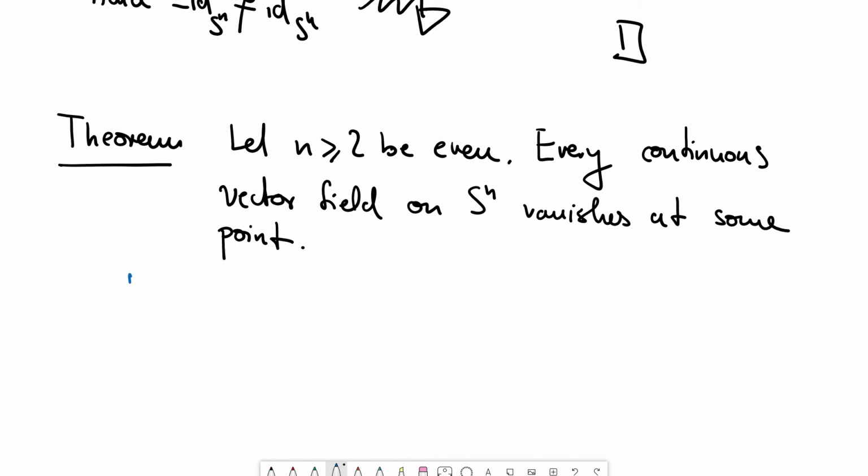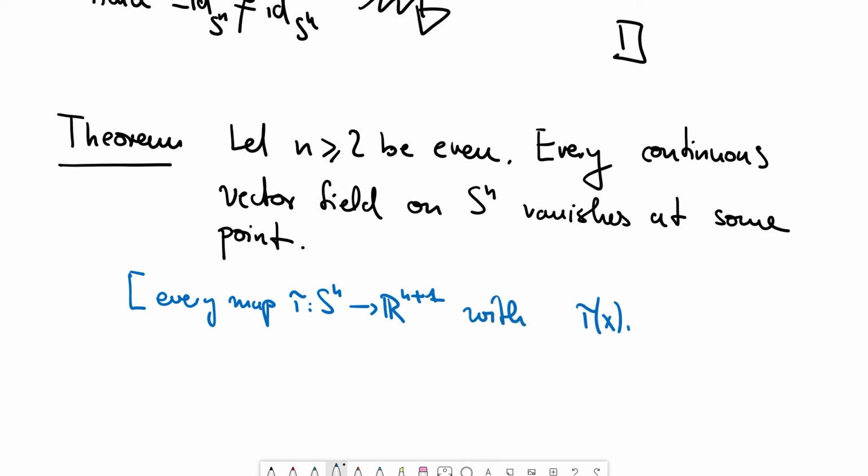And the translation of this notion of vector field is that every map tau from Sn to R^(n+1), with the requirement that the scalar product of tau x and x is 0 for all x in Sn, vanishes at some point. So this is what we have to show.